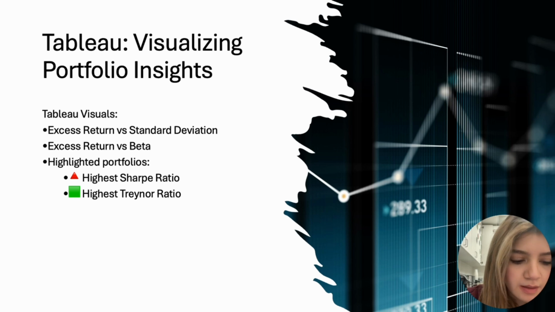Last but not least, we looked at visualizing portfolio insights. Using the portfolio metrics sheet from Python, I built two Tableau scatter plots, excess return versus standard deviation and excess return versus beta. I highlighted the portfolios with the highest Sharpe ratio and highest Treynor ratio, so we can clearly see which portfolio performed best on a risk-adjusted basis. This completes the pipeline end to end, from data with modeling, reporting, and visualization.